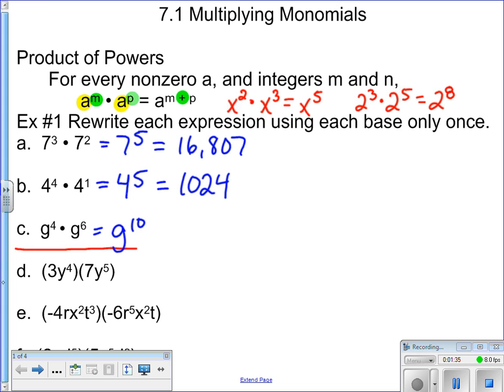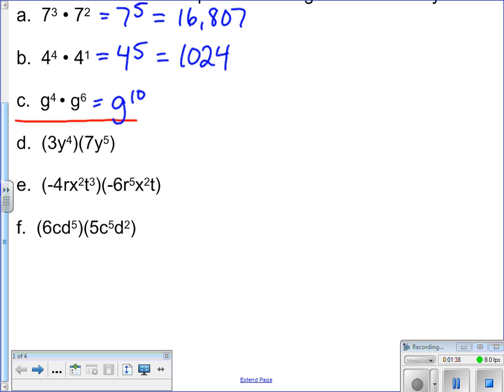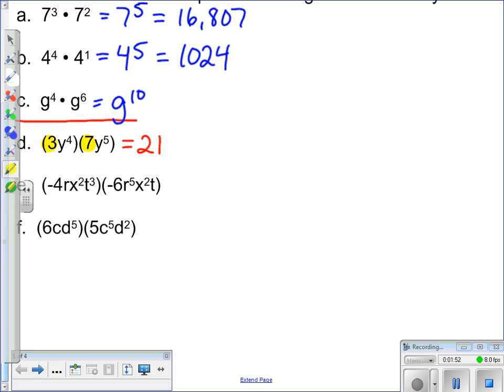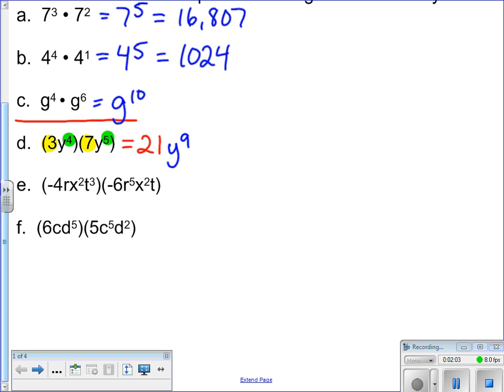Numbers, you should work them out using the calculator. Alright, D. If you notice, this time the numbers are different, 3 and 7, and they don't match, so you can't exactly add exponents for numbers that are different. Instead, you just multiply them together. Now the exponents can be added. So 4 plus 5 makes 9. Now try to do E and F by yourself.